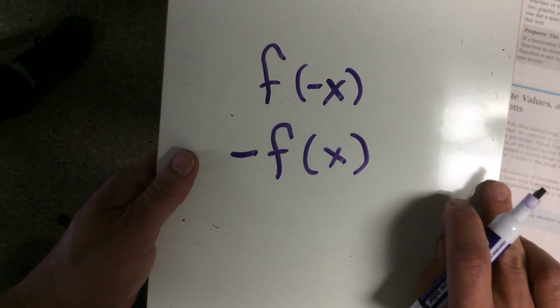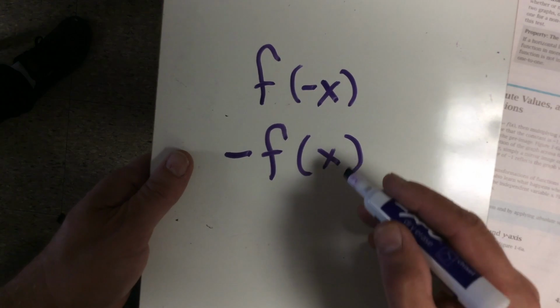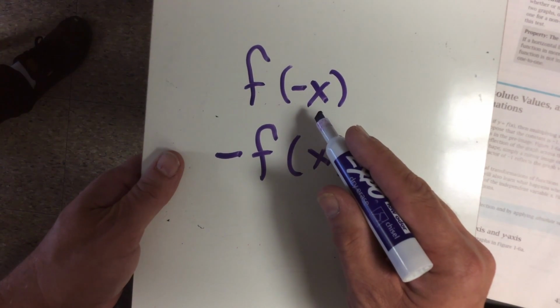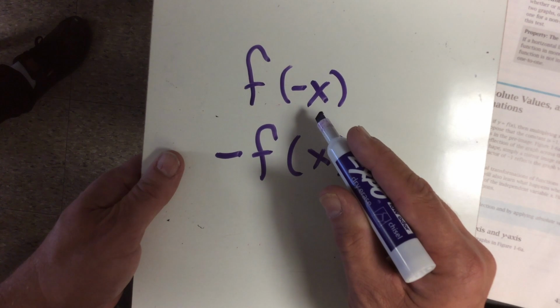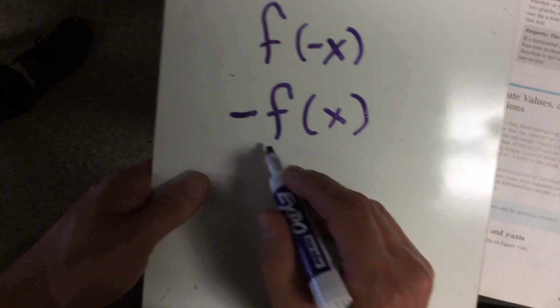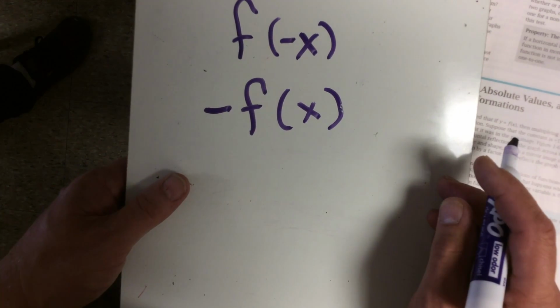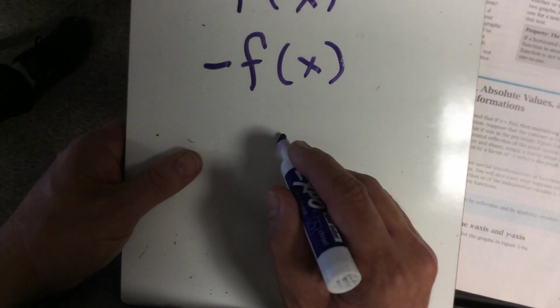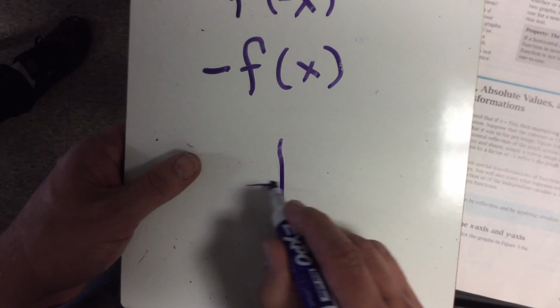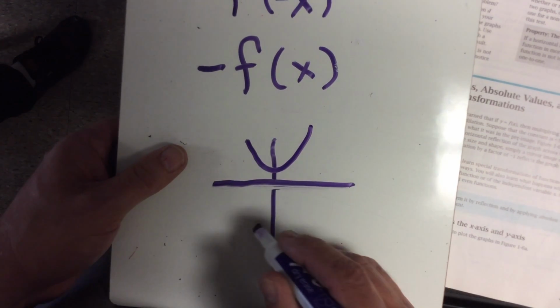You should be able to tie this in with what you already know about inside and outside transformations. This is an inside transformation, so it's going to affect things horizontally. It's going to be a reflection across the y-axis. This is an outside transformation, which means we're changing the whole thing. So it's going to reflect across the x-axis, because we're changing the y values. And that's why this would become this.